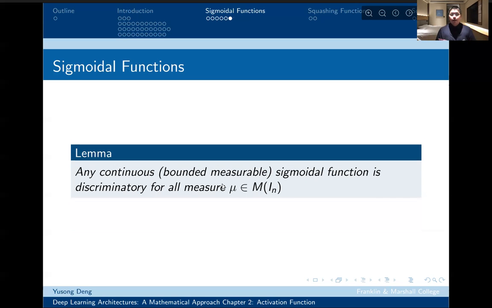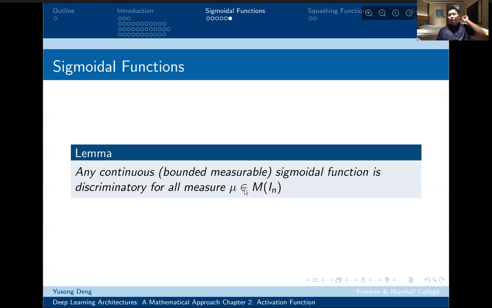So here's another lemma: any continuous or bounded, I'll say bounded measurable, sigmoidal function is discriminatory for all measures on In. Also, the book gives a long proof of about 2 pages, and it says any continuous sigmoidal function can be replaced by bounded measurable functions because of some properties of which kinds of functions are measurable. But for the same reason, and from the same recommendation of the book, I tend not to put a 2-page-long proof here for the first time.